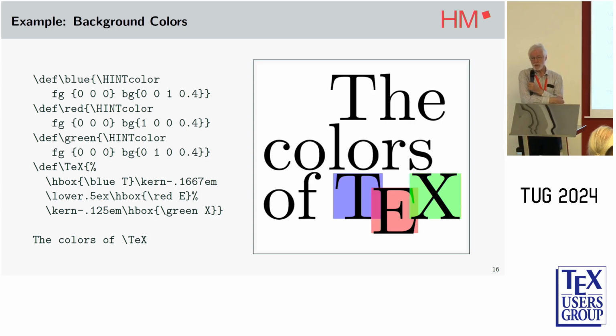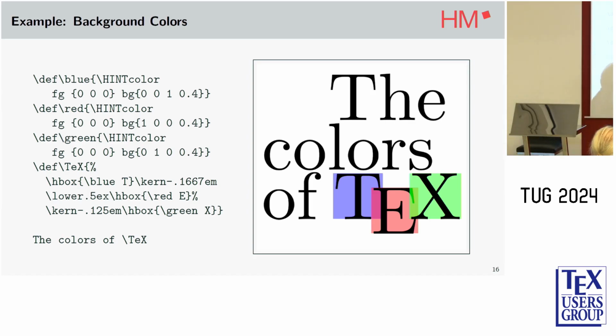And now I redefine the TeX logo. I take the T, put it in a box and say blue. So you get a box with black text and a blue background. Then comes the kern and the lower and another box with the E inside, and the box gets a red transparent background, and the X gets a green transparent background.